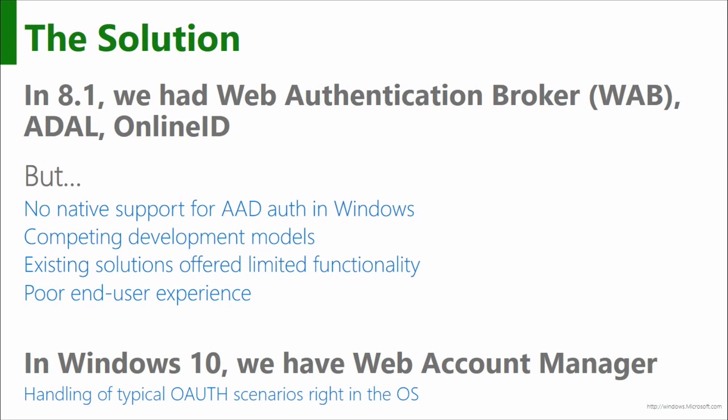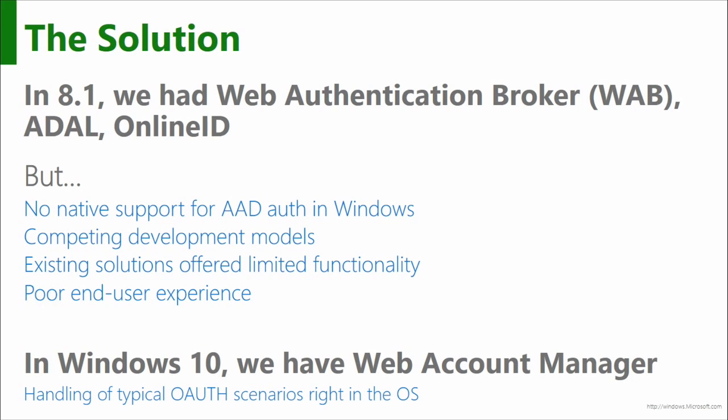Now, in Windows 8.1, we had this thing called the Web Authentication Broker, which did this on behalf of apps. Yeah, we were definitely on the road to a better way. But we had other stuff for Azure Active Directory. There wasn't really any AAD auth built into Web Authentication Broker. So we had a kind of disconnected experience. We had a number of different ways of doing this, Online ID being another one. And these were different systems all doing the same thing.